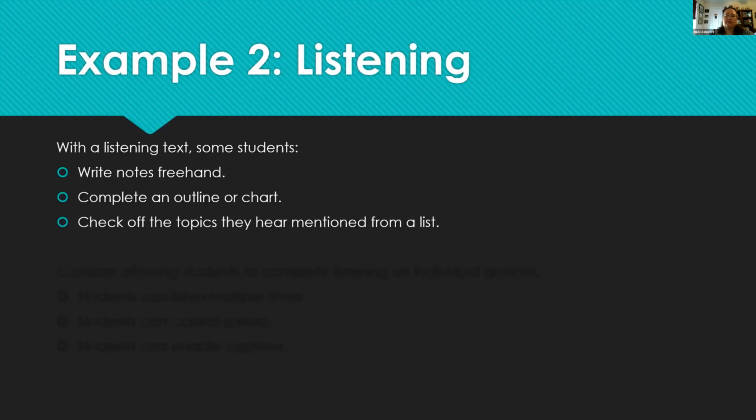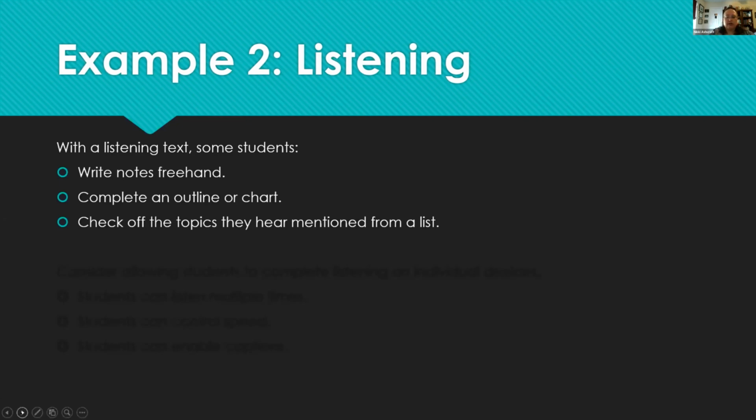So we see that the first task is much more complex, and then the middle text is more intermediate level, less complexity, and then the final one is, we say, the easiest one, that students don't really have to write anything, they just have to listen and check off what they hear.